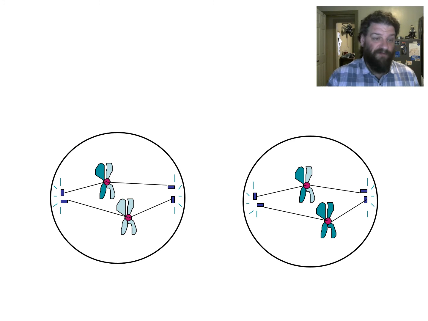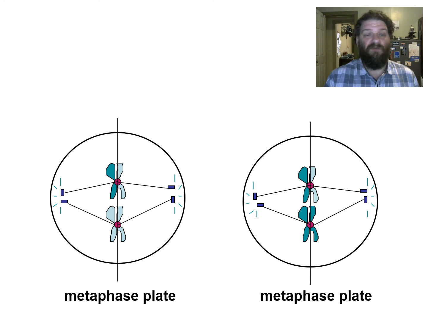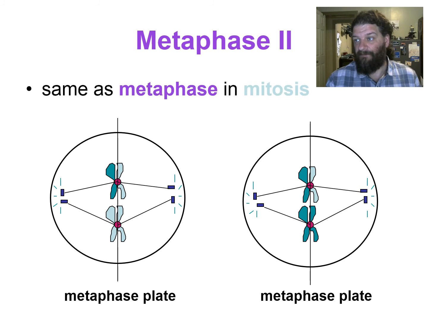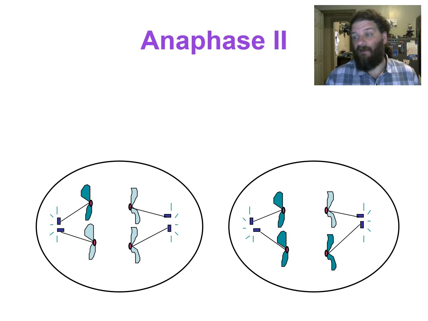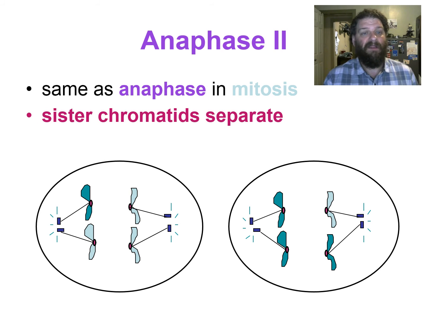This means that prophase is going to involve attaching those double chromosomes to spindle fibers. This means that during metaphase, they're going to line up across the metaphase plate. This means that during anaphase, those double chromosomes are going to segregate into individual chromatids, and those chromatids are going to start to migrate to individual poles of the cells.